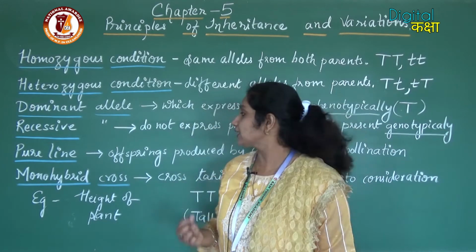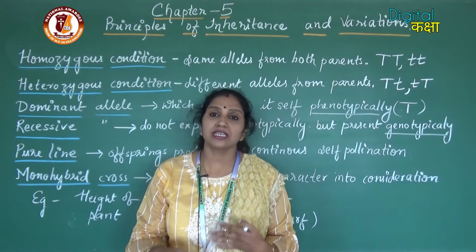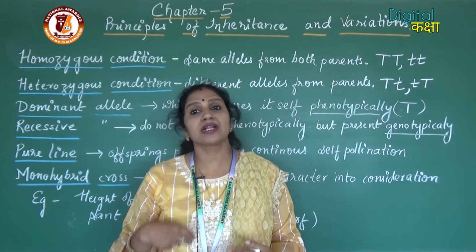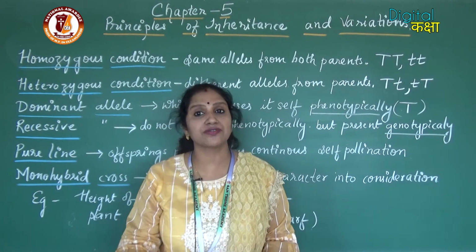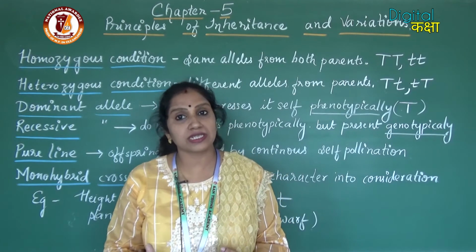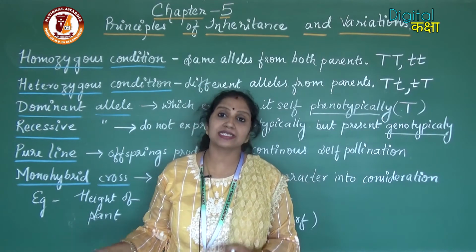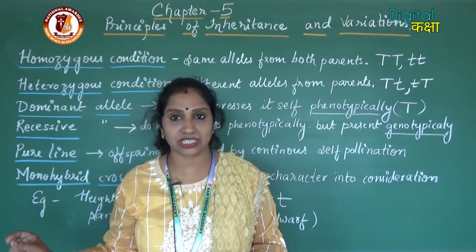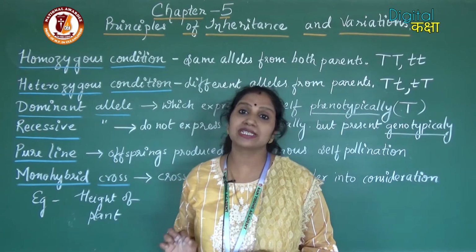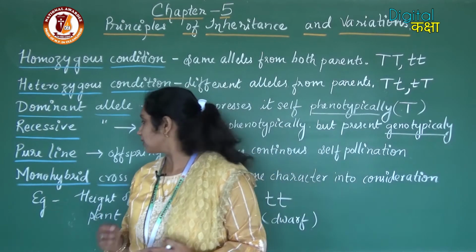Now, moving to the next term, that is pure lines. The offsprings which we get from continuous self-pollination, means generation after generation, when we go for self-pollination, the offsprings which we get are completely pure for that particular character. So, such offsprings are called the pure lines.